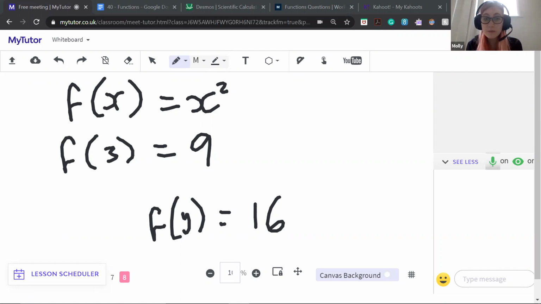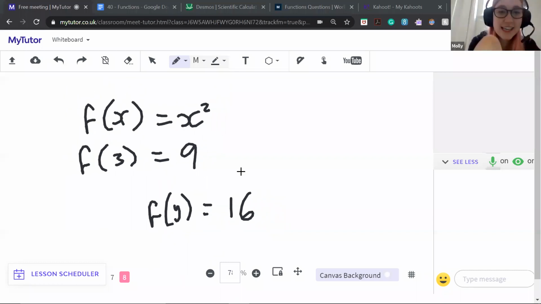So basically, all I'm saying here is, what do we square? What have we fed in as x to give us 16? Now, a lot of people are saying 4, which is totally correct. Can you think of something else that we can square to get 16, though? Yeah, few people getting it now. -4 as well. So if we've got f of y equals 16, is it 4? Is it -4?